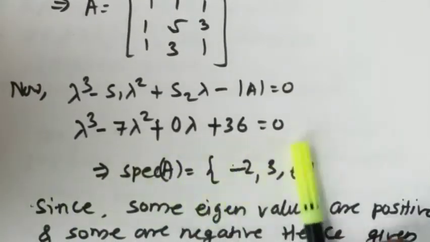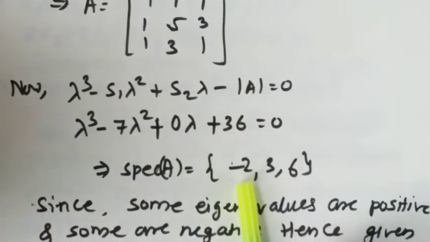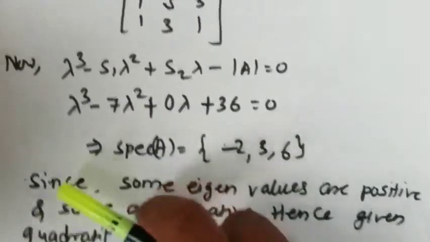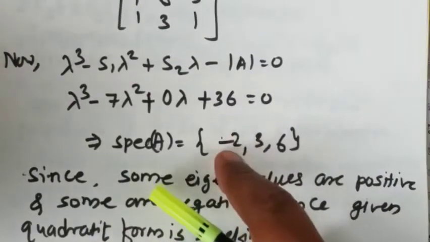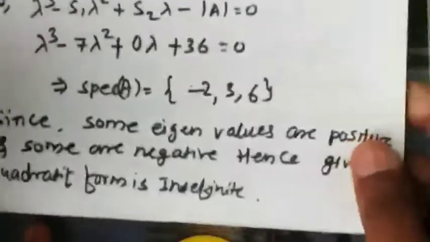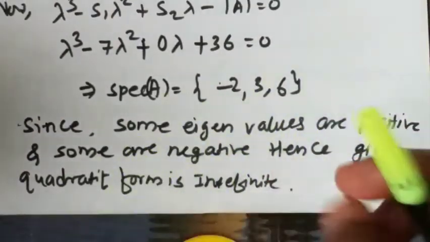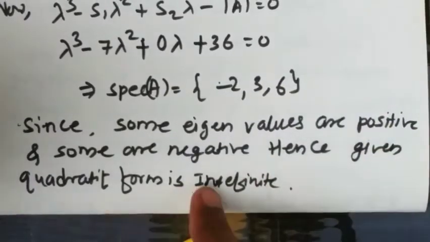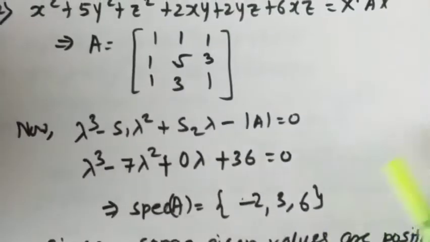Again, if you calculate its roots, you will get the spectrum of A, that is the set of eigenvalues, equal to minus 2, 3, 6. Now some eigenvalues are positive and some are negative. So one eigenvalue is negative and two eigenvalues are positive. Since we have a mixed combination, that is some positive, some negative, in this case the quadratic form is called an indefinite quadratic form. So this is the nature of the second quadratic form: indefinite.